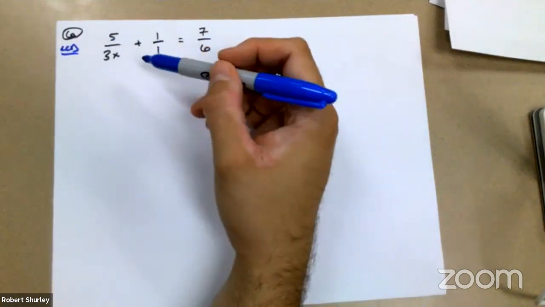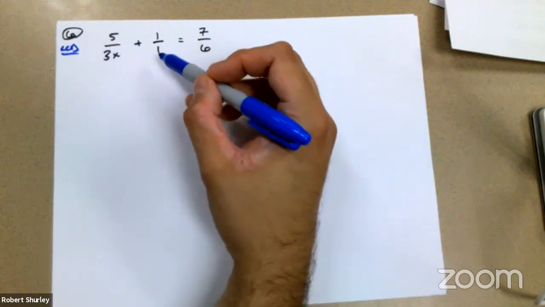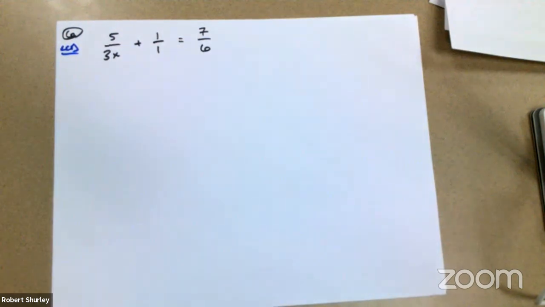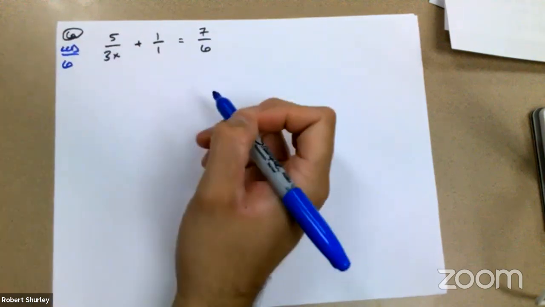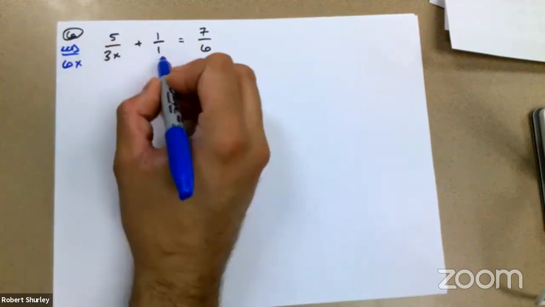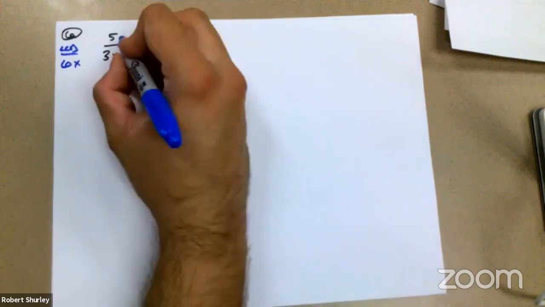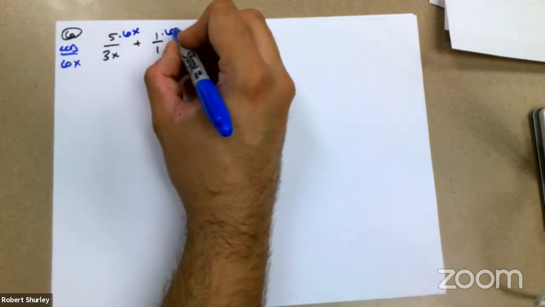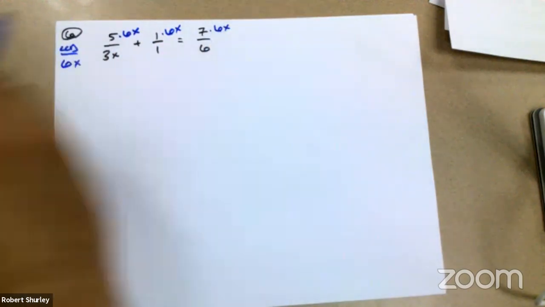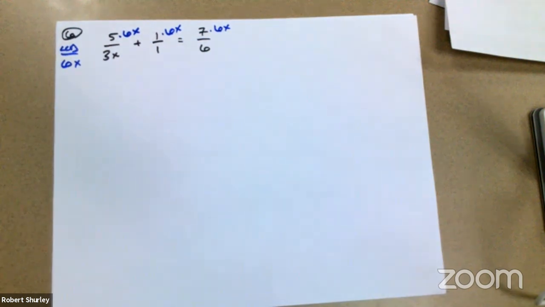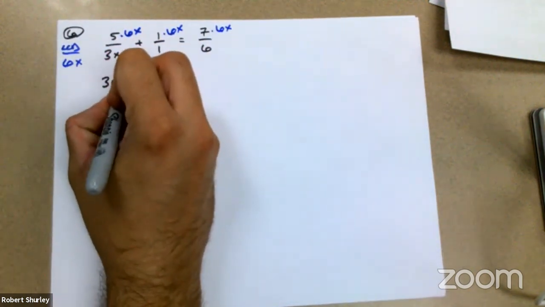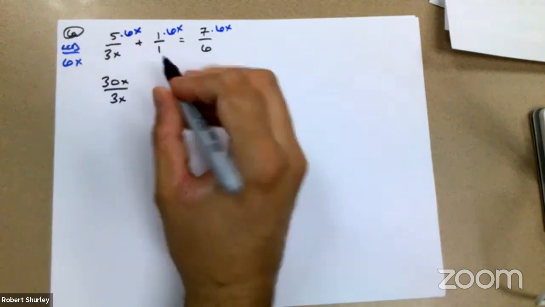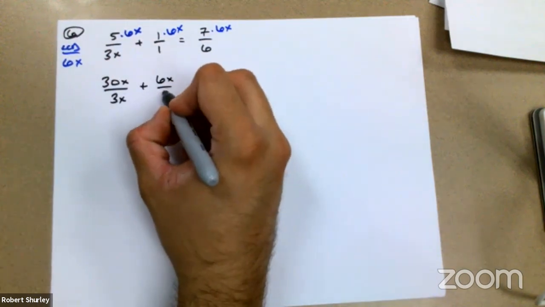First, we have to find the LCD. Well, we've got a 3x, a 1 (1s don't really matter), and a 6. So I know with the numbers, 6 is going to divide out 6 and 3, right? And then I need an x because this first fraction has an x. So I'm going to multiply every numerator by 6x. When I do that, I wind up with 30x over 3x plus 6x over 1, right?